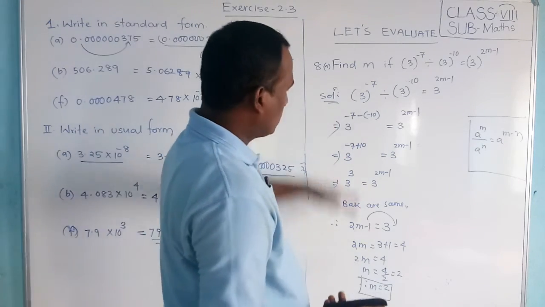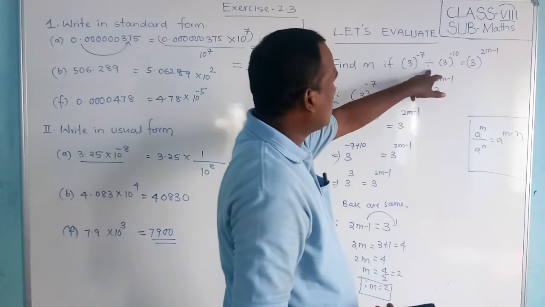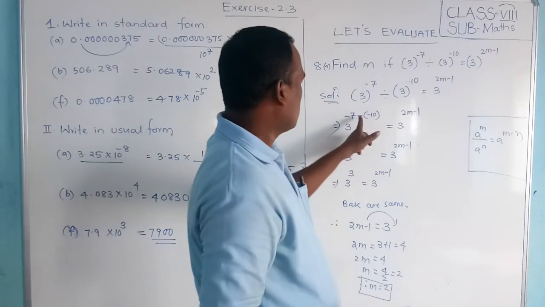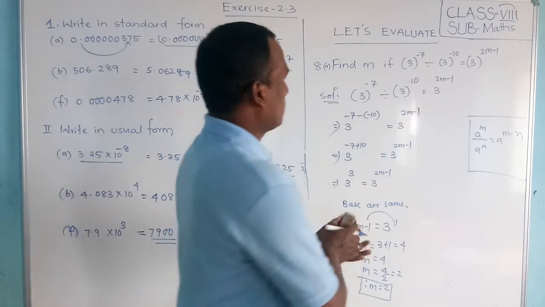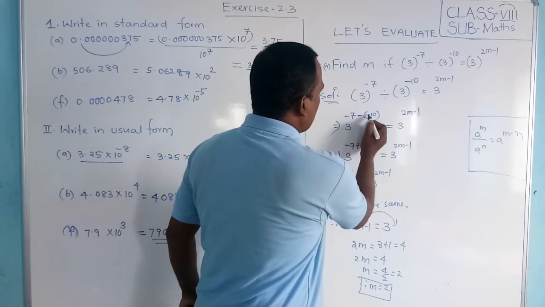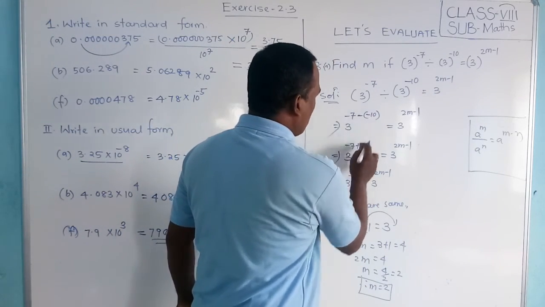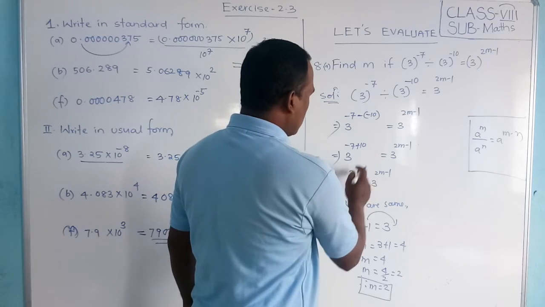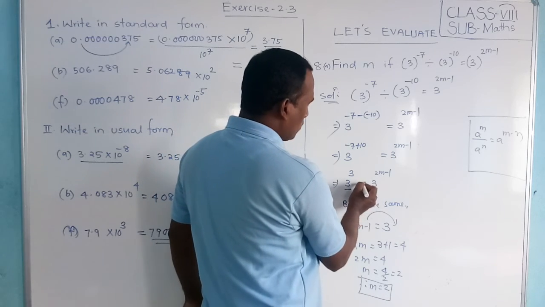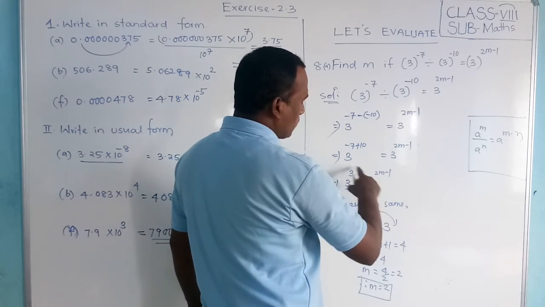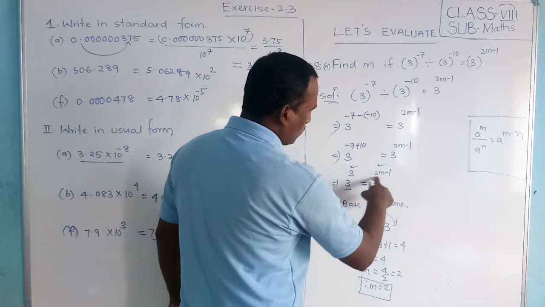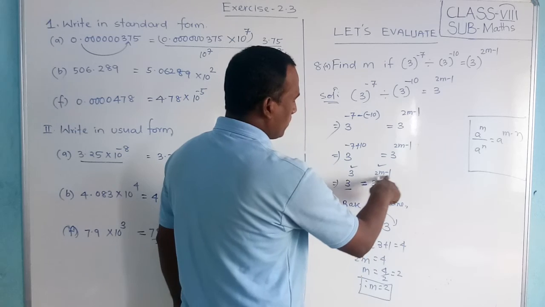So once again, whenever we are doing division and both bases are the same, the power will be subtraction. So I have done power subtraction here. Power subtraction means minus is there, so I have written minus plus. So minus 7 plus 10 is equal to 3, as you can see on the right side. Now both bases are the same on both sides, so if the bases are equal, the powers are also equal. So I have written 2m minus 1 is equal to 3.